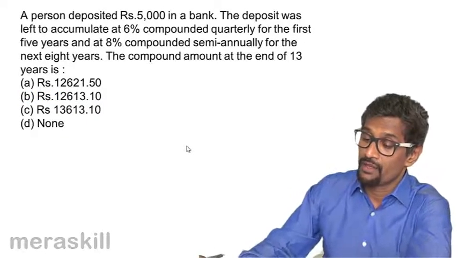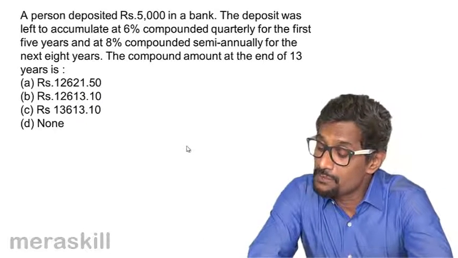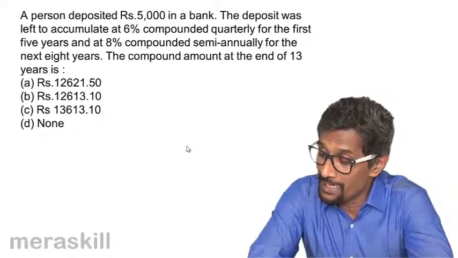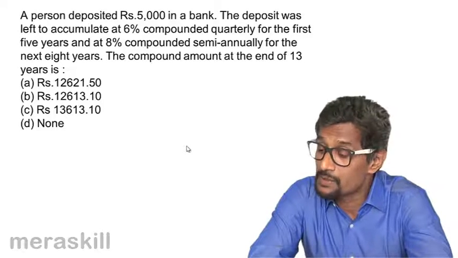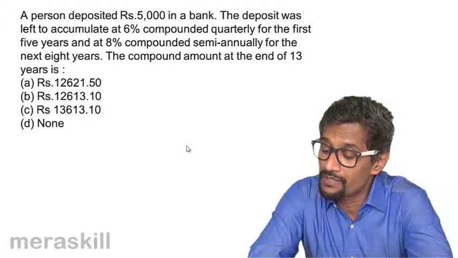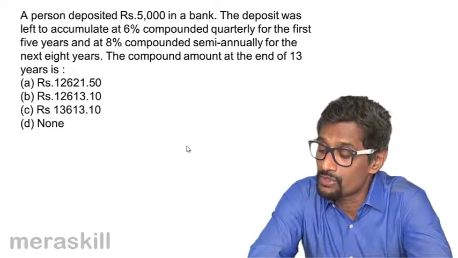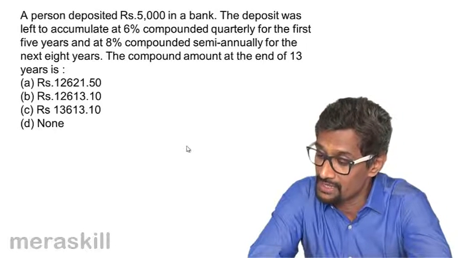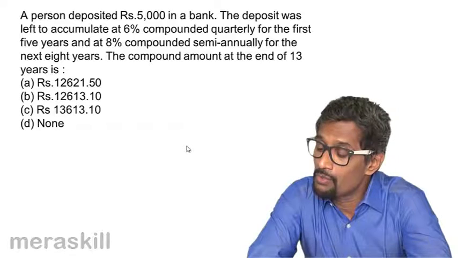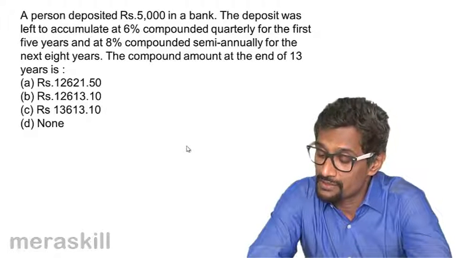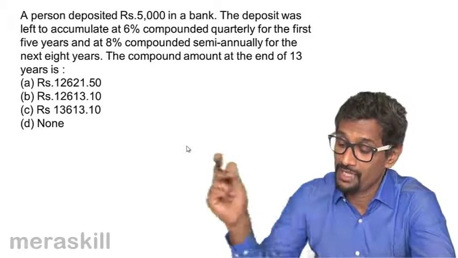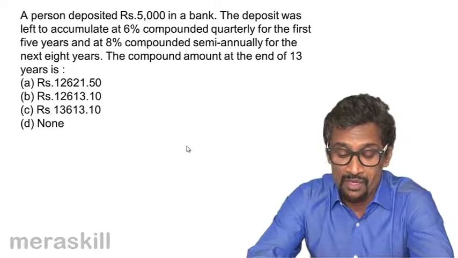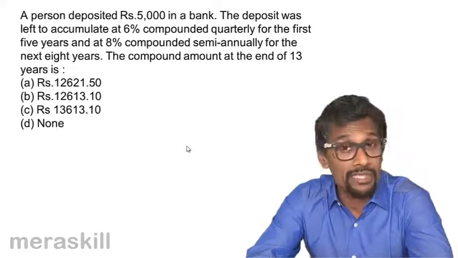Okay. Now let's see, a person deposited rupees 5,000 in a bank. The deposit was left to accumulate at 6% quarterly for the first 5 years and at 8% compounded semi-annually for the next 8 years. The compounded amount at the end of 13 years is what? The compounded amount we have at the end of 13 years. So that means here we are not interested in the interest.